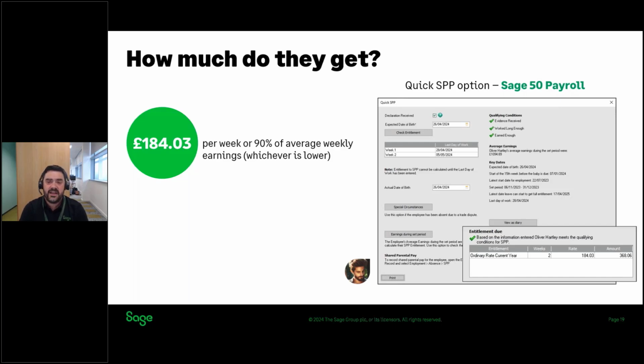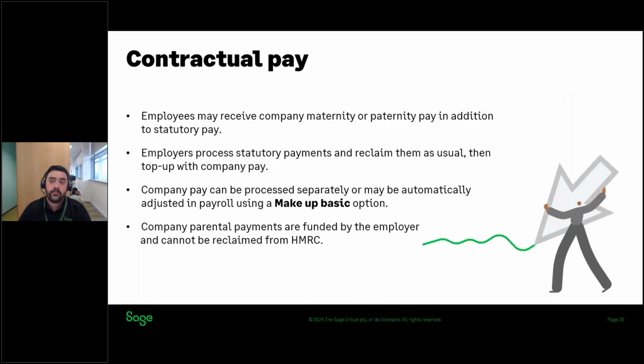So that's how it's working for statutory maternity and paternity pay. But I did want to give a brief mention to contractual payments. Employees may be entitled to receive some company maternity or paternity pay in addition to the statutory payment, and the details of such arrangements are usually included in the contract of employment, which is why it's sometimes called contractual maternity pay.